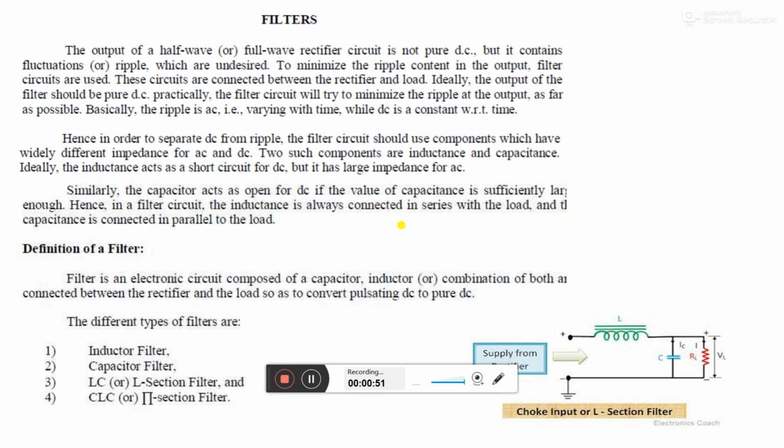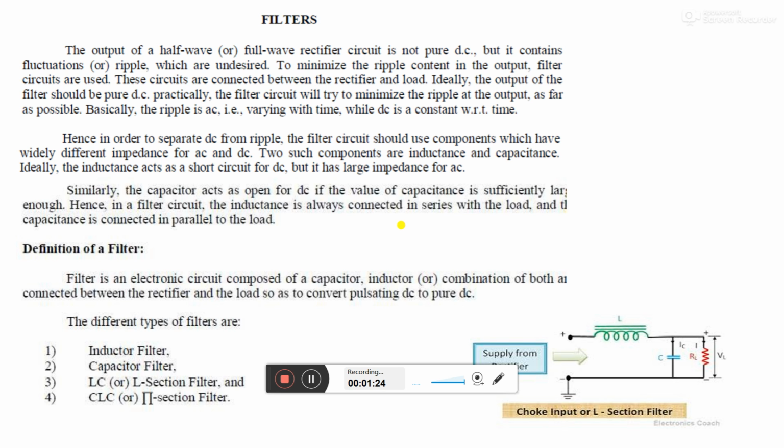Instead of that, it contains some unwanted AC ripple. That's why graphically, when we plot the graph between the x and y axis, we get a unidirectional waveform. That unwanted component is called ripples or fluctuations, which are unwanted and undesired. To minimize this unwanted content in the output of the rectifier, we use filters.